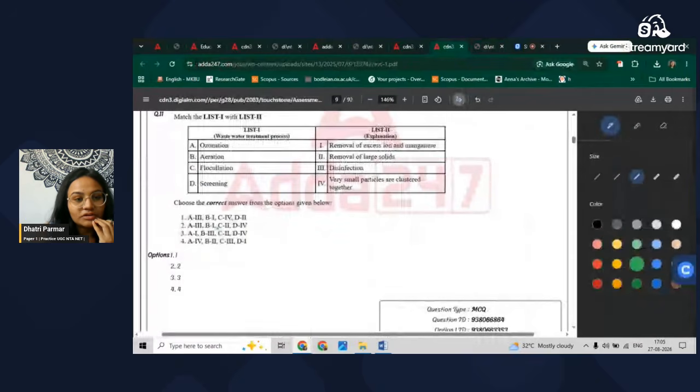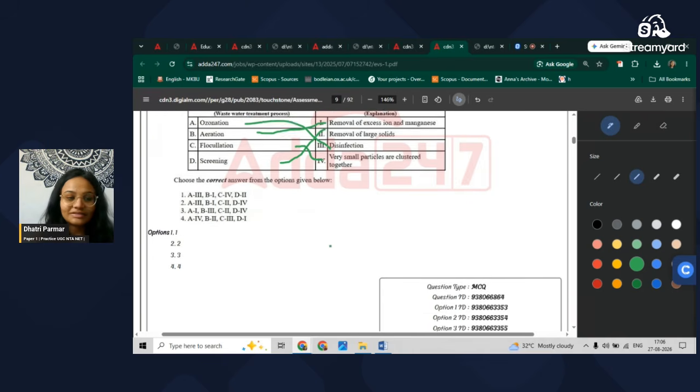So ozonation is actually the process of disinfection, then followed by aeration, which is actually the removal of iron and manganese. This has been asked in a different question as well, what the aeration process is called. So it is removal of iron and manganese. Then flocculation is connected with very small particles being clustered together so we can remove them. That is called flocculation. And screening is the removal of large solids. So we can guess it: if large particles are there, by screening, by watching that, we can remove them.